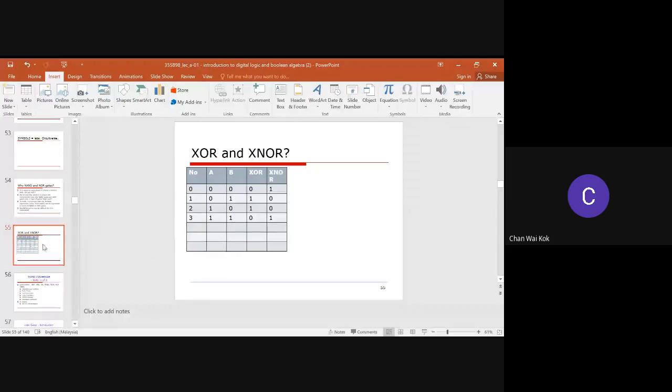Okay, now we have a XOR circuit. 0, 0 is 0, 1, 1 is 0. If either one of them is 1, this will be XOR. All right. XNOR will be the opposite of XOR.